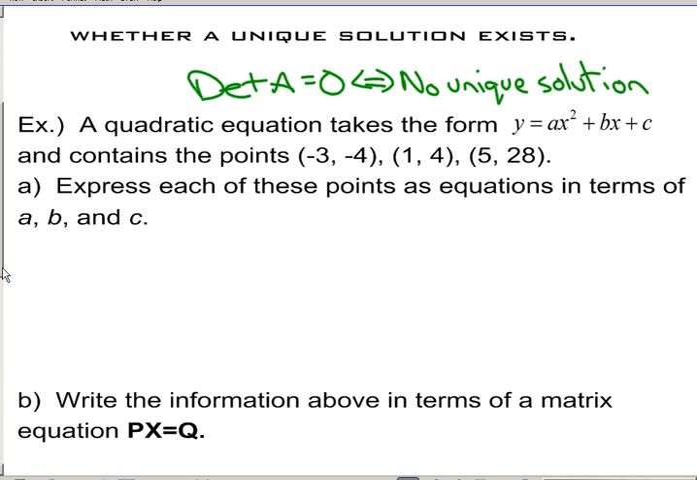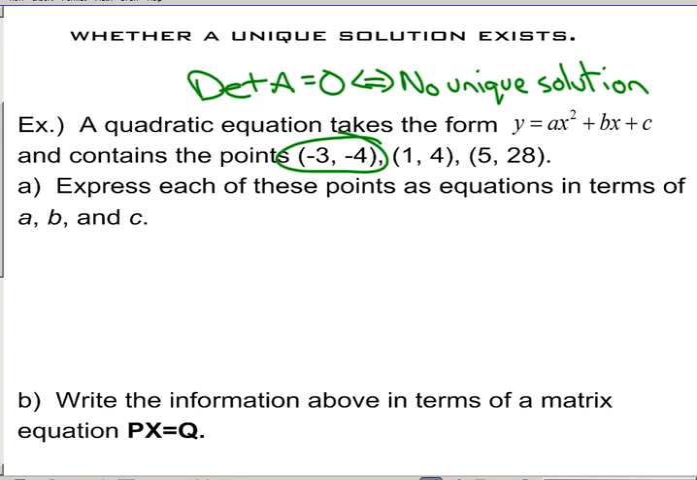Now, it doesn't look like it's going to be a linear equation. It even starts off with a quadratic equation that takes the form y equals ax squared plus bx plus c, and contains these 3 points. Then it asks us to express each of these points as equations in terms of a, b, and c. So look at this first point, -3, -4.